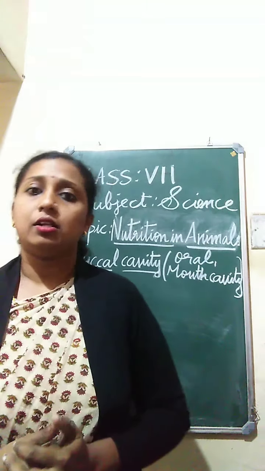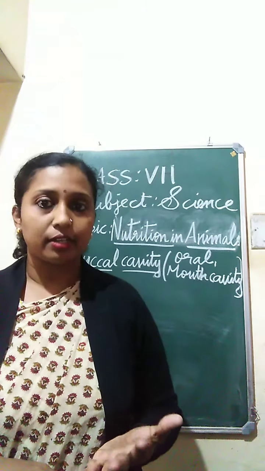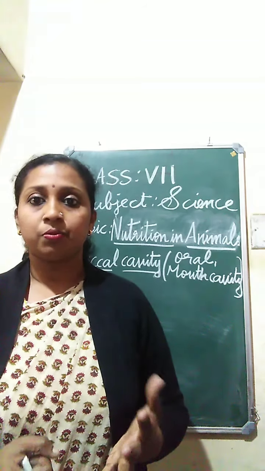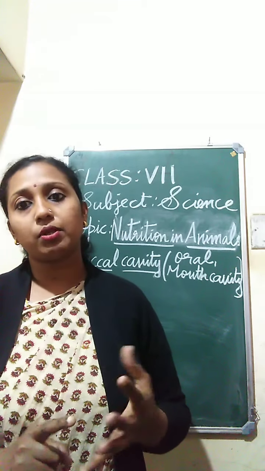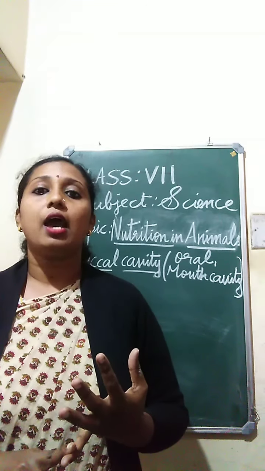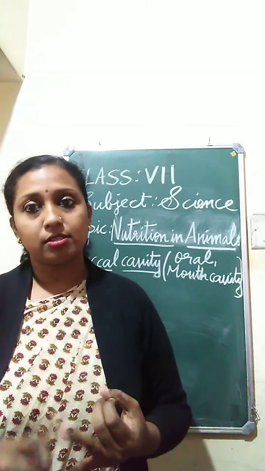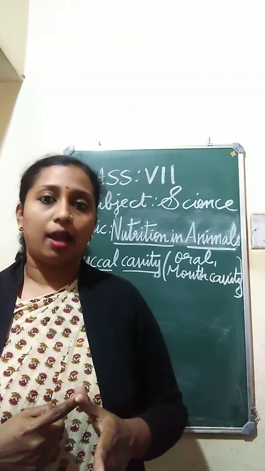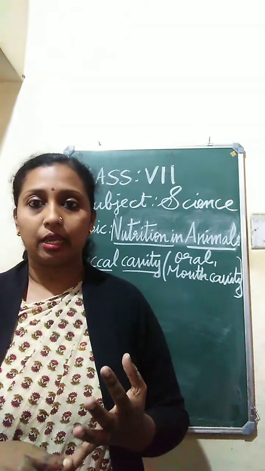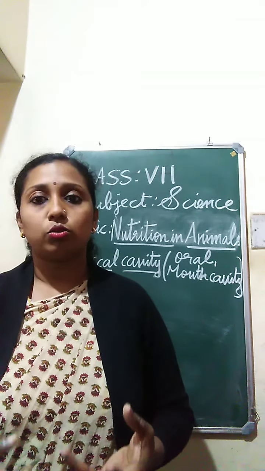Nutrition in animals. I hope you remember what we learned last class. First we studied digestion. What is digestion? Then we studied the different parts of the digestive system, the alimentary canal. What are the compartments of the alimentary canal? Mainly there are 6 parts. It begins with the buccal cavity, then the esophagus, stomach, small intestine, and large intestine, and it ends in the rectum. In the rectum there is an opening known as the anus, through which undigested or waste material is eliminated.